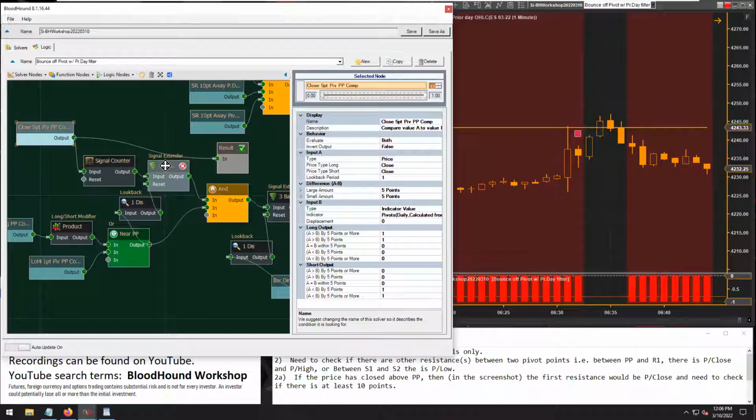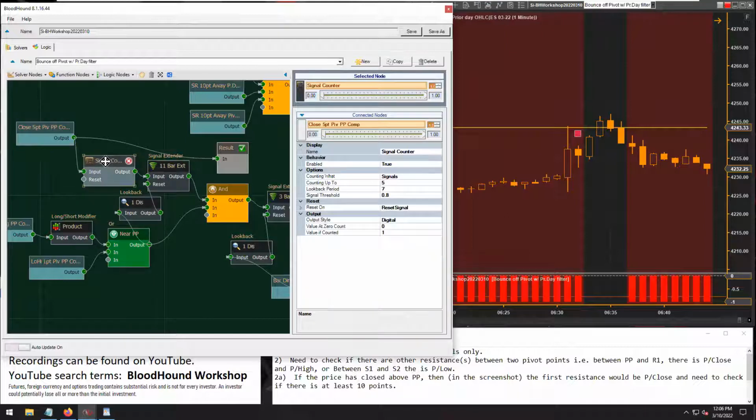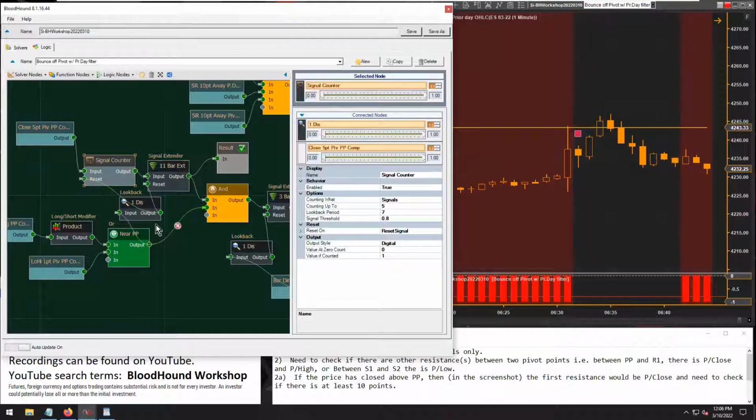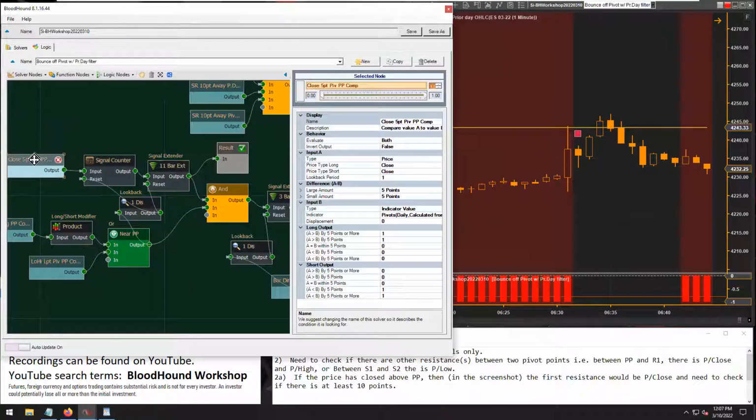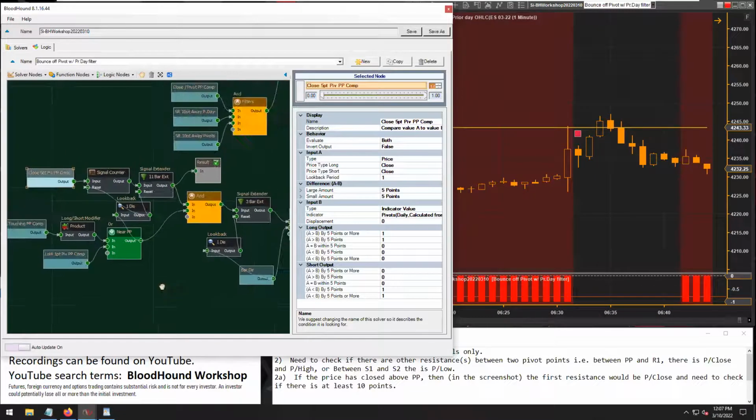Well, yeah, it is what it is. Oh, okay, actually, let's do two things. We can also reset the signal counter as well. So let's connect that in. And so let's reset the signal counter. Bingo. Yeah, let's see if that works.